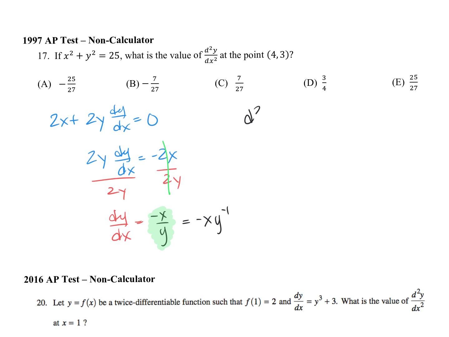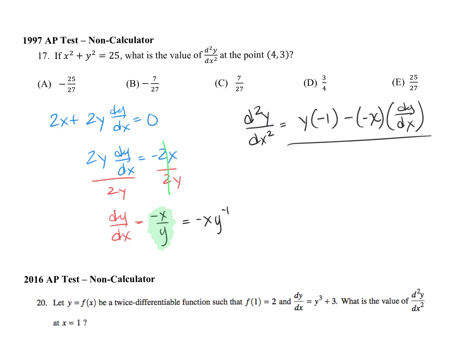Quotient rule, here we go. Second derivative. What's my low? Love it. D high. Very good. Low D high minus high. My high was a negative x, so if you just wrote plus x there, great, because it's minus the high. Low D high minus high, D low. Be careful, dy dx. Good job. All over low, which would just be y squared.